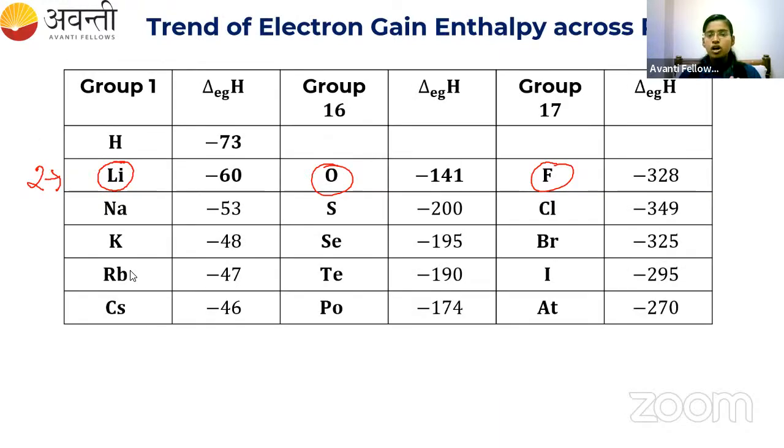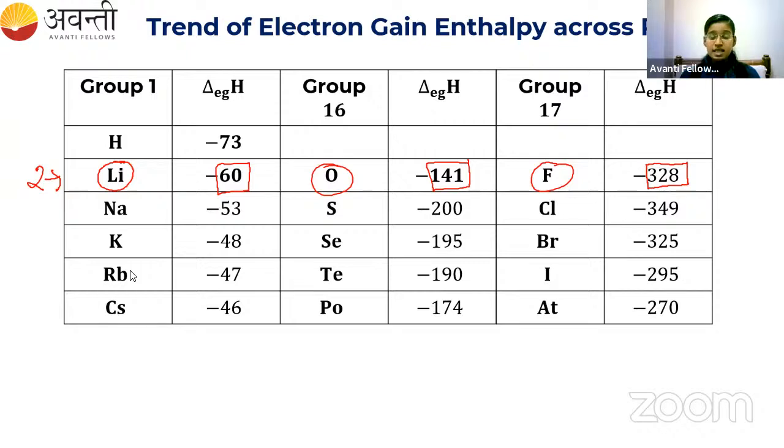You should not take this completely like you are taking in maths. The negative sign denotes just the energy releasing process. Otherwise, you should forget that. You just look into the values alone. So, what do we have for lithium? 60, and for oxygen it is 141, and for fluorine it is 328.